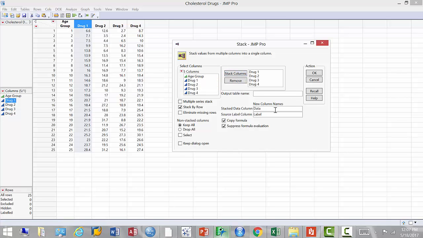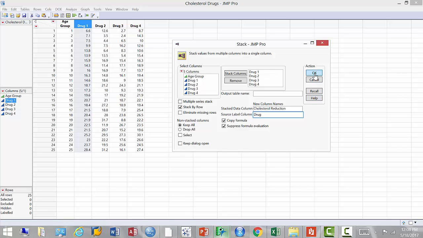All right, and now I have to again specify what's the name of the column where the measurements are going to be located, and what's the name of the other columns, right? So here I'm going to say data. Now, really, data is not a good word for that, right? So what am I measuring? Cholesterol reduction, right? And the other column would be drug, right? Because it's drug 1, drug 2, drug 3. So different drugs.